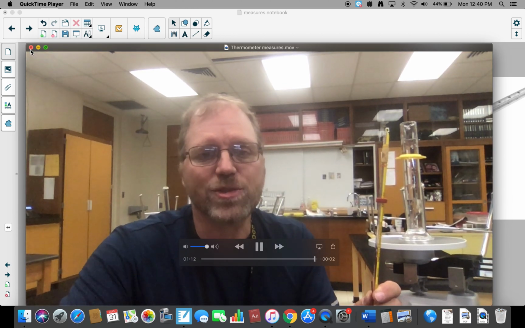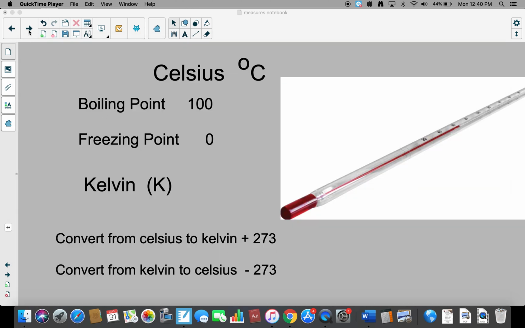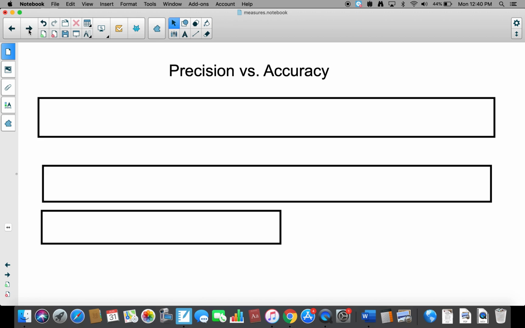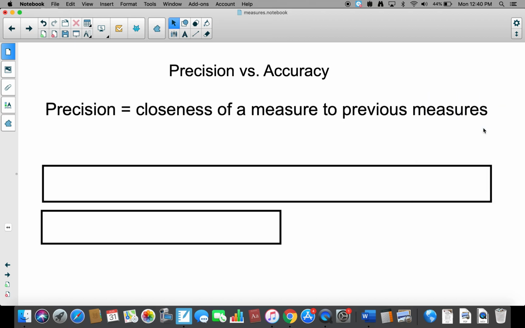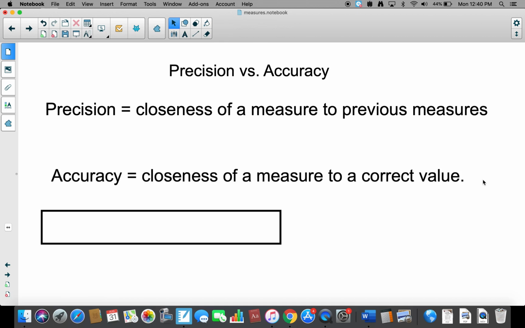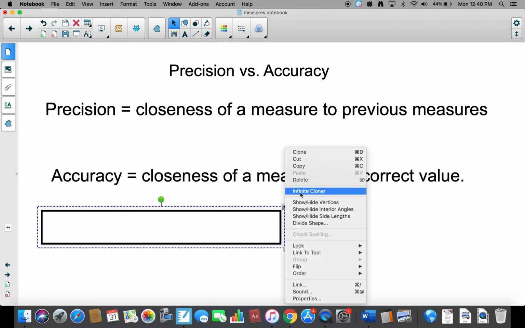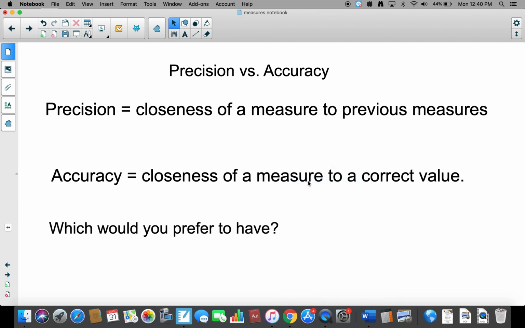All right, that's good. So the last thing we're going to look at is the definitions of precision and accuracy. Precision is defined as the closeness of a measure to previous measures. Accuracy is the closeness of a measure to a correct value. If we can only have one, which would you prefer? I want you to think about it. We'll discuss that in class.